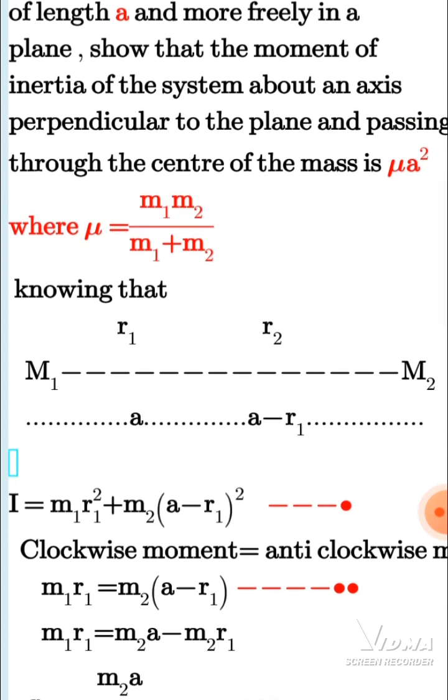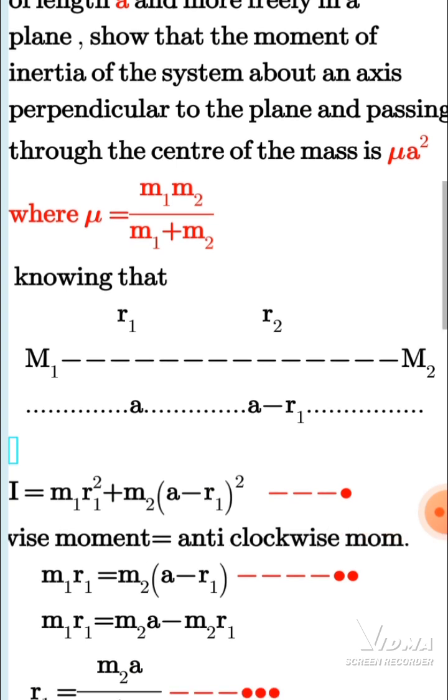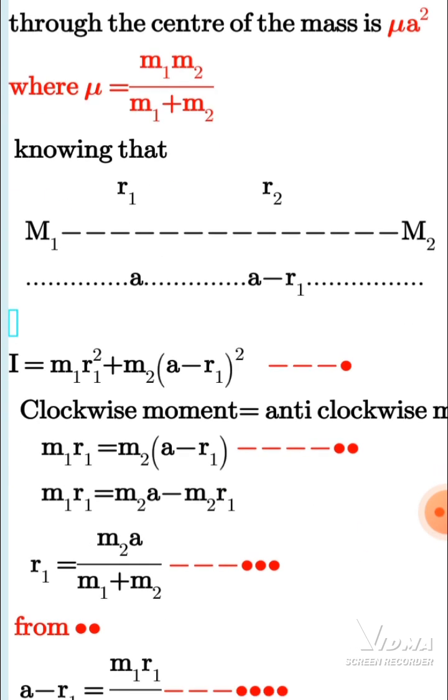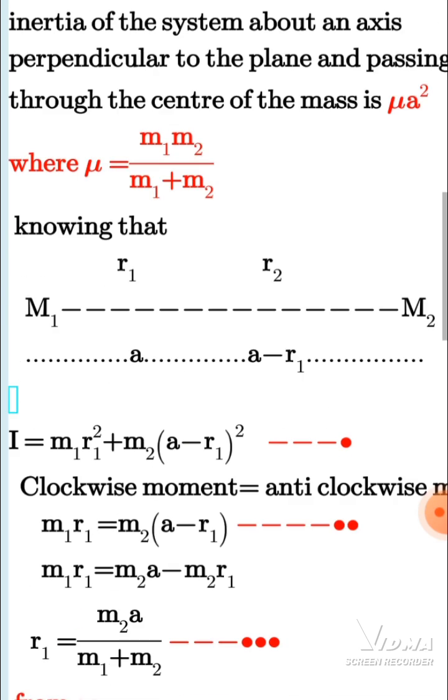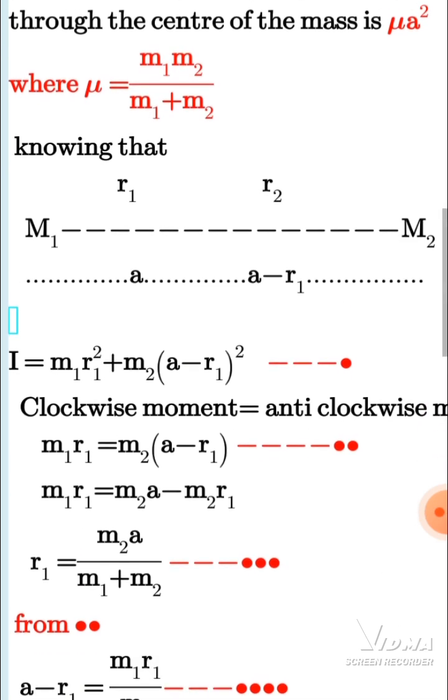Now, to consider the moment of inertia, we have the different bodies, mass 1 and mass 2. If r1 is the distance of mass 1, then r2 will be a minus r1. We consider the moments of the body: the clockwise moment equals the anticlockwise moment. From this point, we made r1 the subject of the formula. But don't forget, the question says we should show the result in terms of mu.